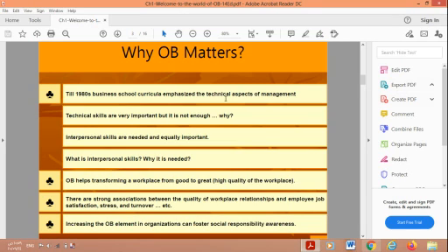Okay, why? Because we live in a dynamic environment. There are many challenges around the organization, so we should have, as a manager, a lot of skills. Interpersonal skills are needed and equally important. Of course, the interpersonal skills are needed for all of the managers, whether the first line managers, the middle managers, or the top managers, or the employees in general, in order to deal with others.